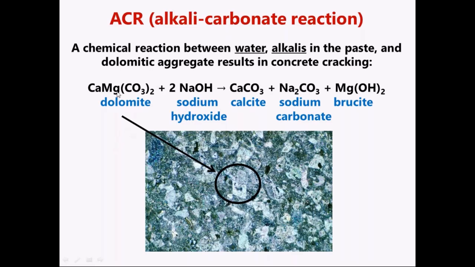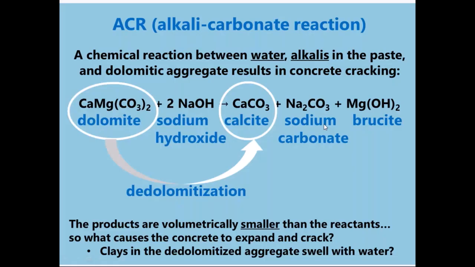So the dolomite in the concrete, once it interacts with the alkali in the paste, gives you these products. The dolomite turns to calcite. You get sodium carbonate and then a mineral called brucite, a magnesium hydroxide. Now the conversion of dolomite to calcite is something called de-dolomitization.